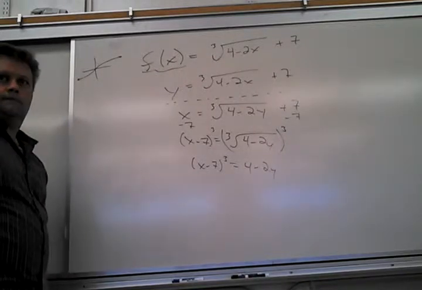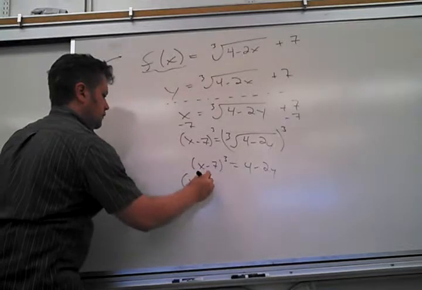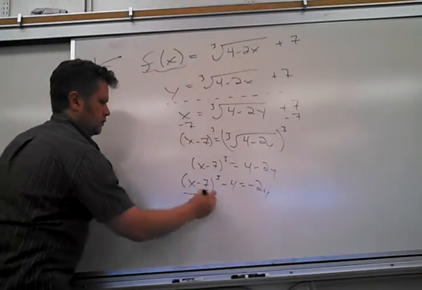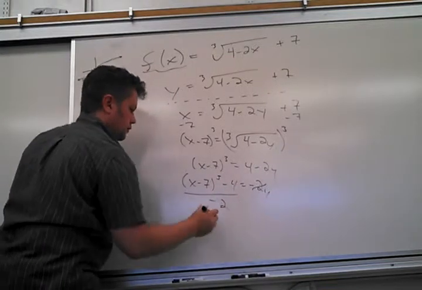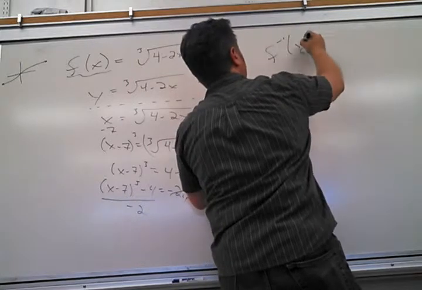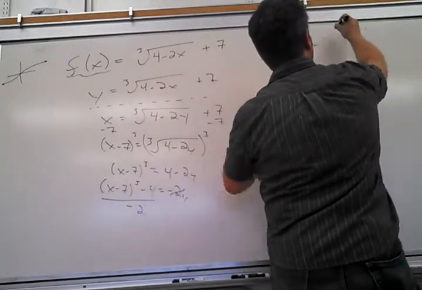And then add 4. Or subtract 4. All right, subtract 4. And then divide by negative 2. So you get, put it up here, f inverse equals this business here.